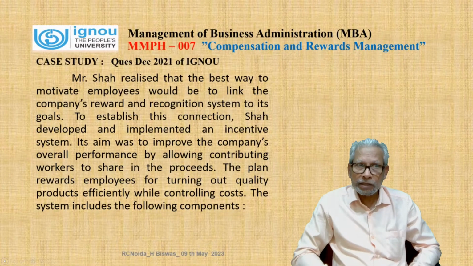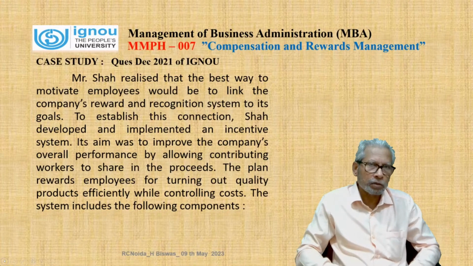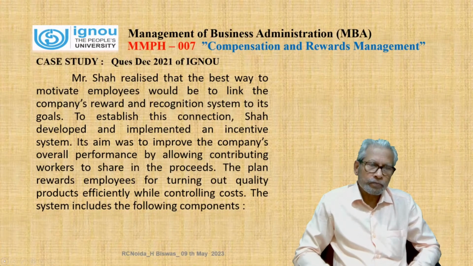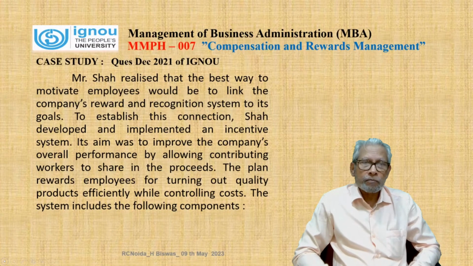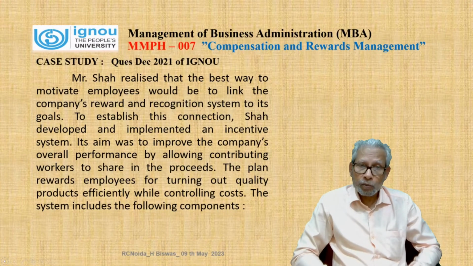So now, as the question is in mind, some salient features. First question. So this is one of the features: to link the company's reward and recognition systems to its goals. So immediately we pointed out this is one of the things. To establish these connections, Shah developed and implemented incentive schemes. So apart from that, Shah has implemented the incentive schemes. That is one of the salient features. Its aim was to improve the company's overall performance and allow the contributing workers to share in the profits.